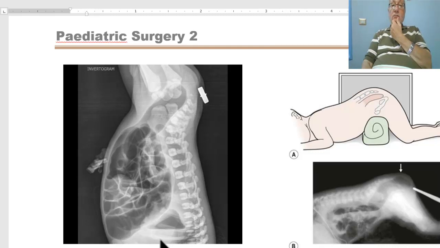It is also possible to use this position, which is called the cross table lateral view. After 24 hours, the baby will have swallowed air. The infant is held upside down. Therefore, it's called invertogram.